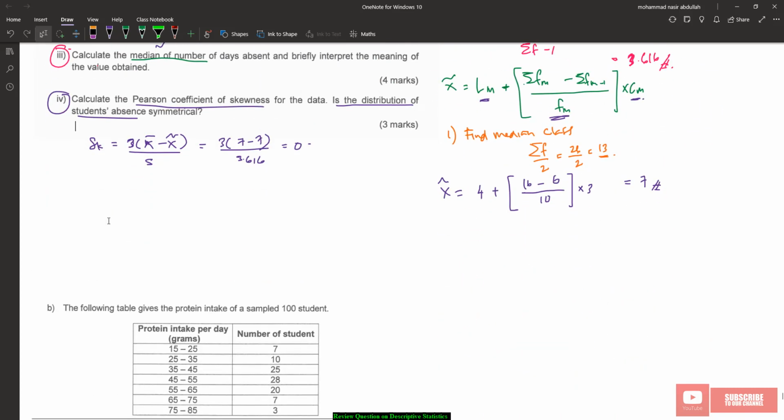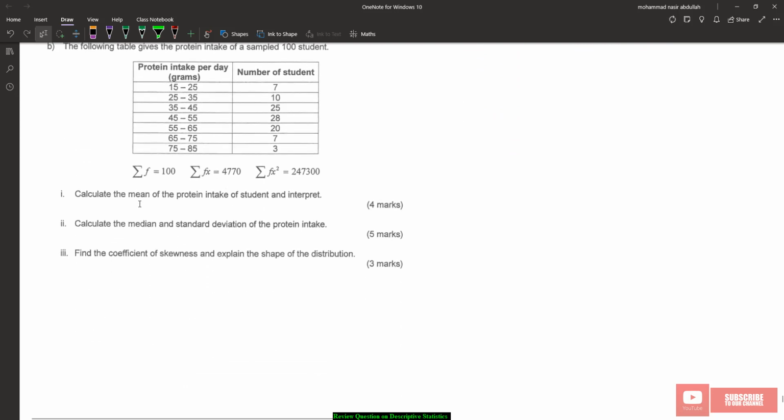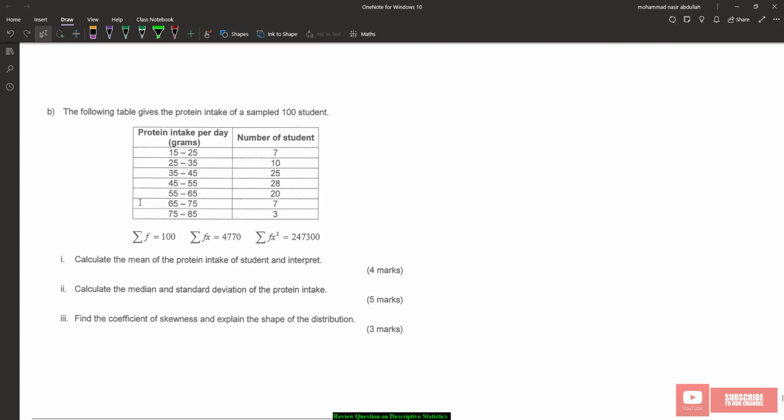Right? So let's look at another question, which is another example of your final exam question. The following table gives the protein intake of a sample of 100 students. So we have class and we have frequency, right? So in this question, they already give you the value of summation of f, summation of fx, summation of fx square. So it means that you don't need to do a calculation, right? So now calculate the value of the mean of the protein intake of the students.